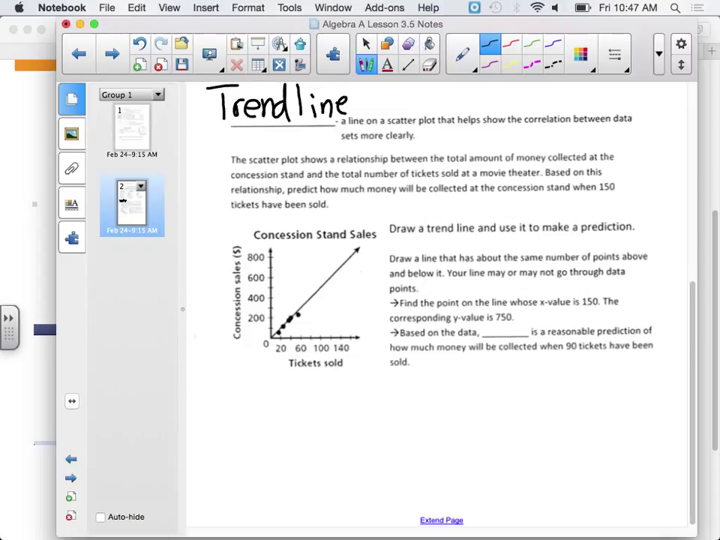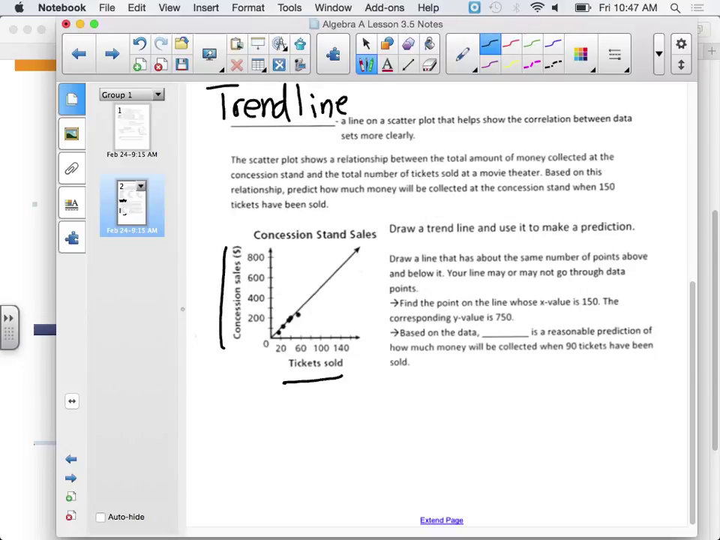the first little example says a scatter plot shows a relationship between the total amount of money collected at concession, so that's that one right there, and the total number of tickets sold at a movie theater, and that's right there. Based on this relationship, predict how much money will be collected at the concession stand when 150 tickets have been sold. Okay, before we do anything, what kind of correlation do you think it has? Positive. Why? It's going up, everything is rising. Yep, as the number of tickets sold increases, the sales in concessions increases, right?